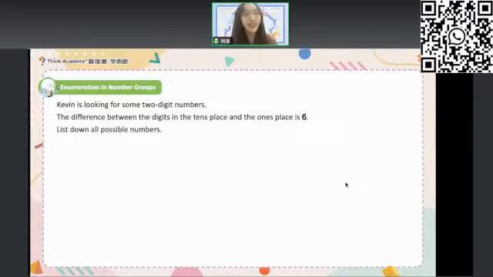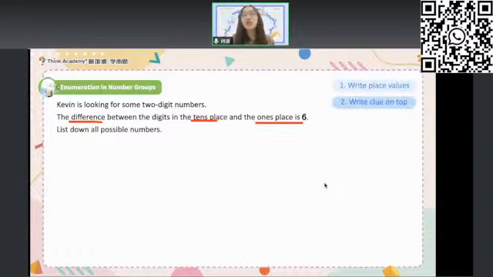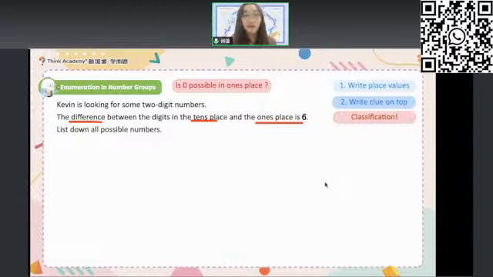Calvin is looking for some 2-digit numbers. Look, what is the keyword? Difference. The difference between the digits in the tens place and the ones place is 6. List down all possible numbers. So firstly, what should we do? After you underline the keywords, you need to write down T and O, right? Okay. And then do remember to write the clue on the top. And you need to classify here. Why?